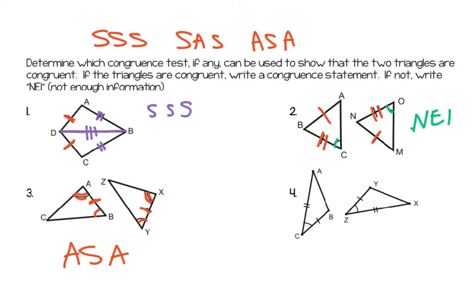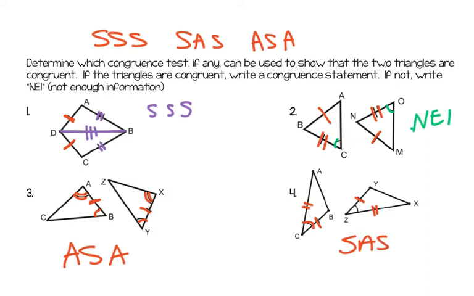Looking at number 4, I have that side is congruent to that side. Side CB is congruent to YZ. And then this angle is in between, and it's in between because it's created by the two sides. That's how I know it's included. And so that's enough to say side, angle, side will prove that those two triangles are congruent.